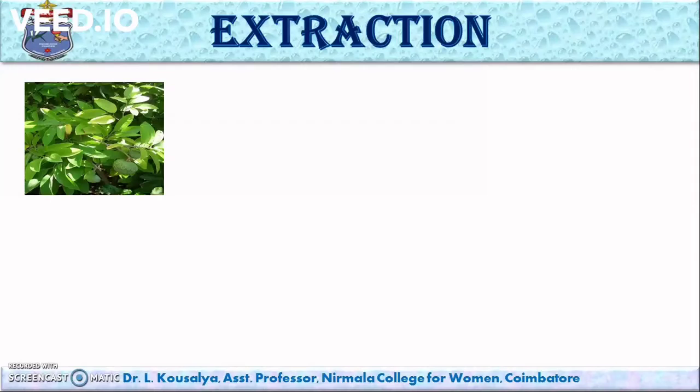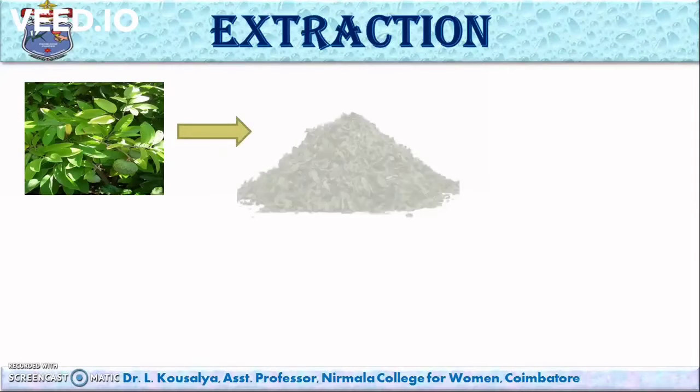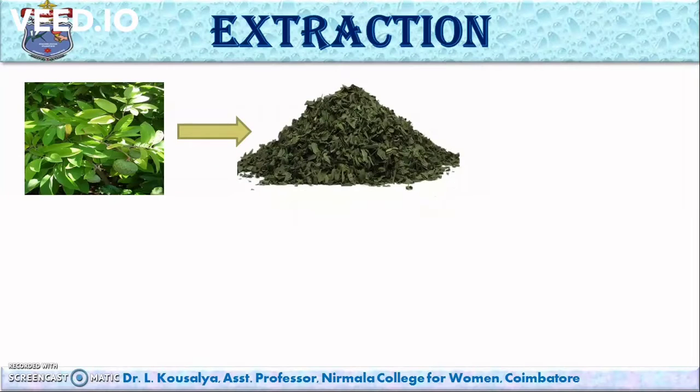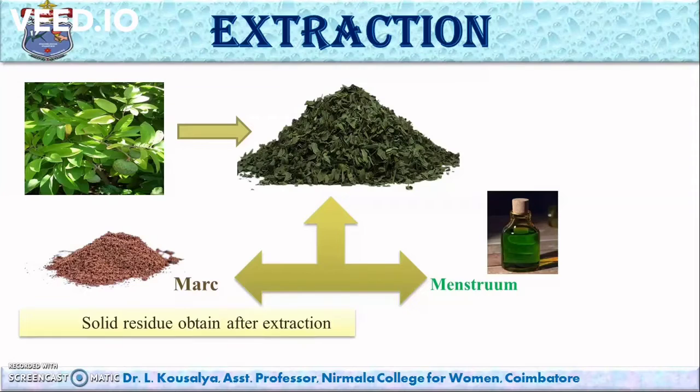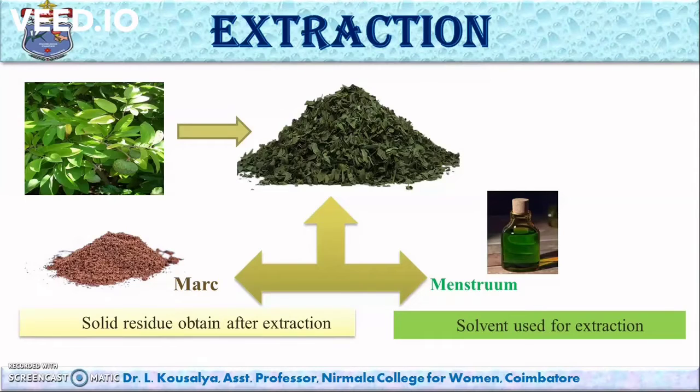So first, for the extraction, you have to select the plant or the part of the plant. And after that, you have to dry that and make it as a powder. And after the extraction process, you will get two components. One is the menstruum and another one is the marc. Marc is nothing but the solid residue obtained after extraction, whereas the menstruum is the solvent used for extraction, which contains all the phytoconstituents of the plants, and later it is removed from the solvent and used for the further process.